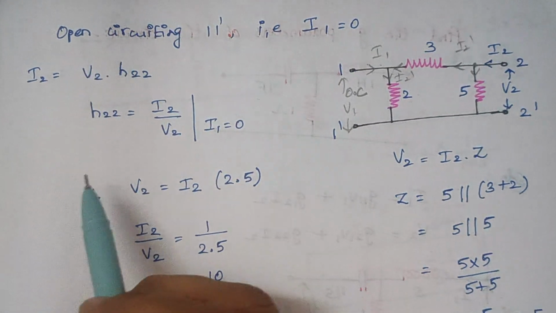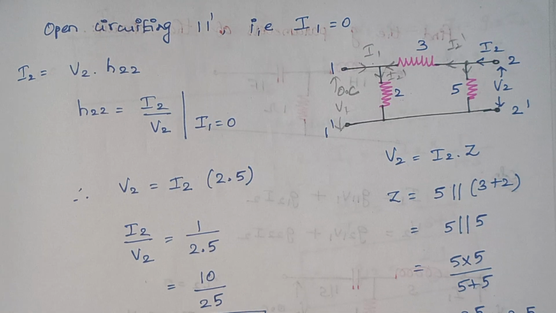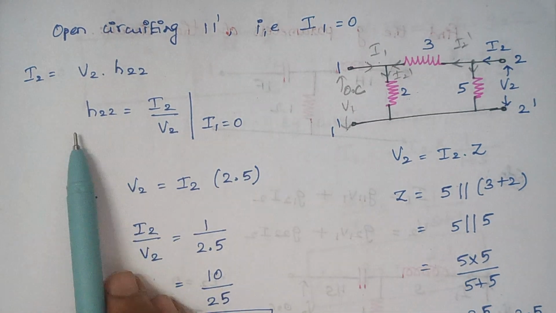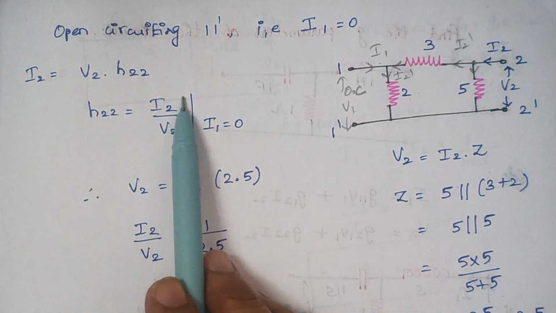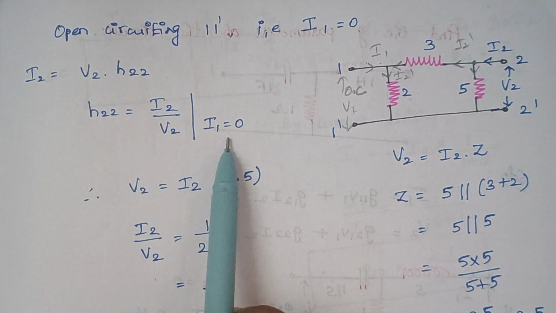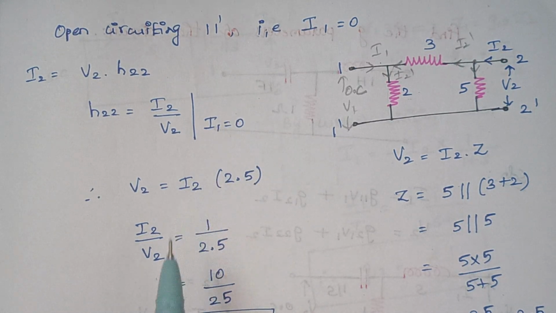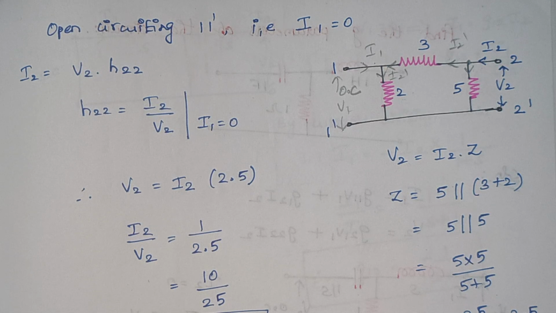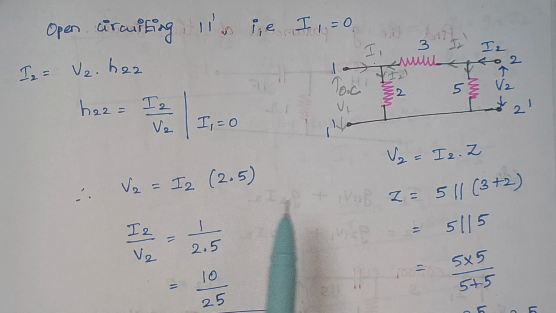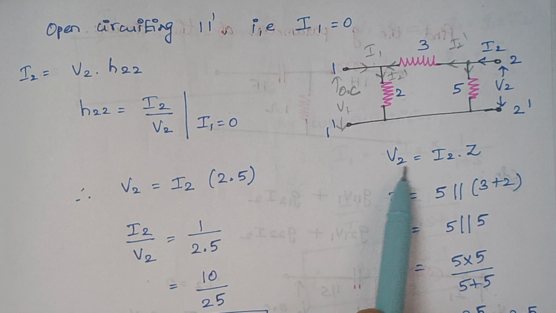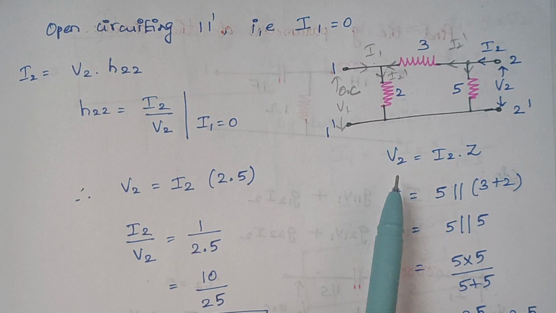So first we proceed with H22, which is equal to I2 by V2. We had made I1 as 0. So now we are going to calculate the value of V2, and we are going to rearrange the ratio, and finally we are ending up with H22.